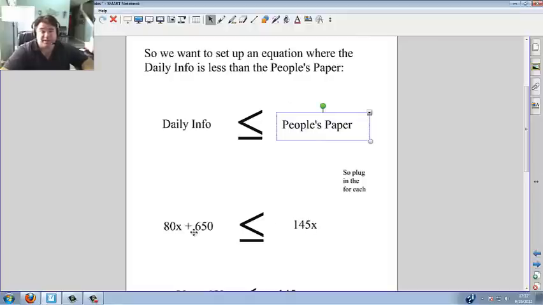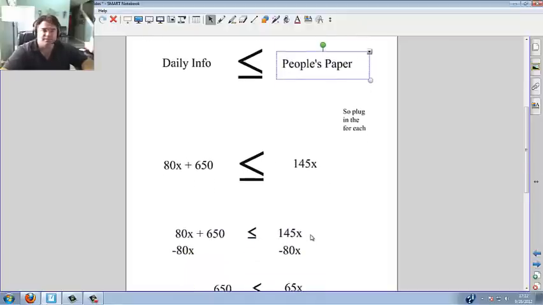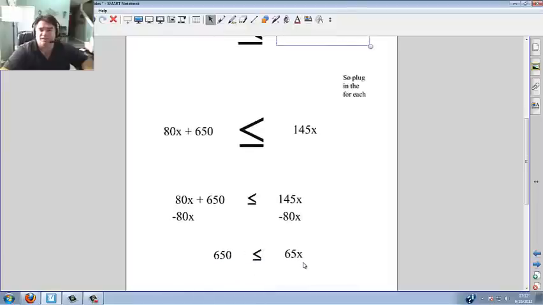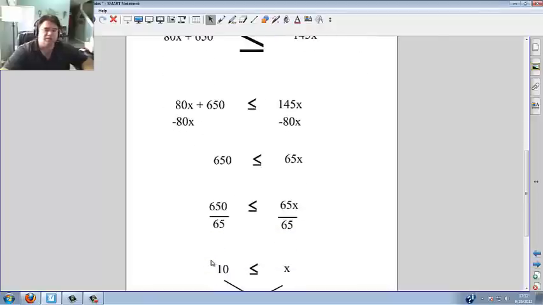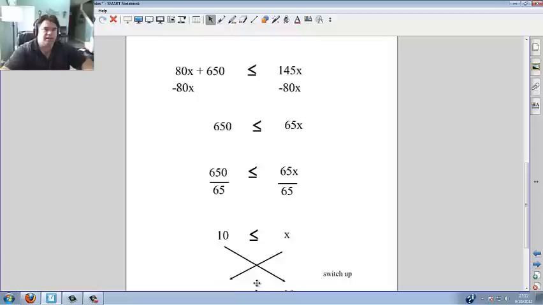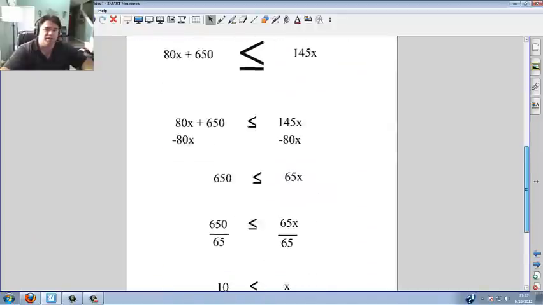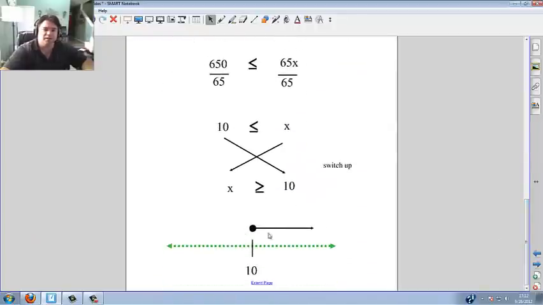Now it's pretty simple. Now I just minus 80x to both sides, leaving my 650, less or equal to 65x. Instead of times 65, divide by 65, one side then the other. You get 10 is less or equal to x, flip it. X on the other side, 10 on the other, x is greater or equal to 10. So it looks like in 10 weeks or more, you'll save money with the daily info. Dark circle, greater than, boom, this way.